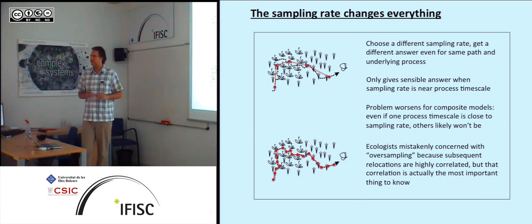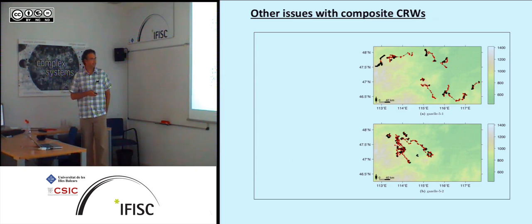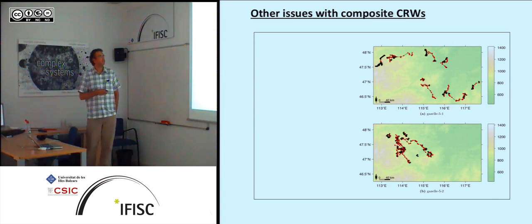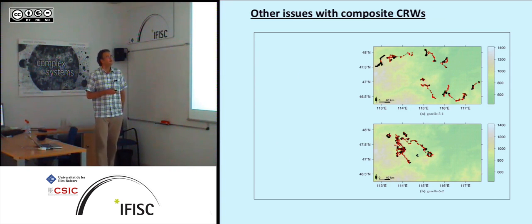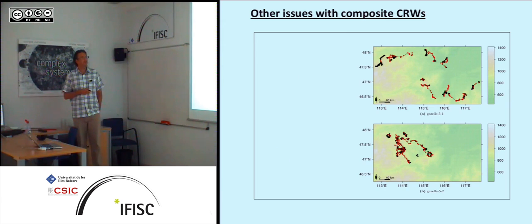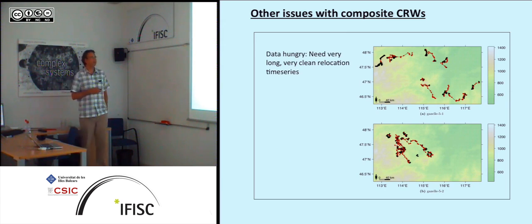And then say, aha, now we have independent observations, now let's analyze those. Absolutely makes no sense. Okay, so if you want to identify multiple movement behaviors in the same path, these composite correlated random walk models are the only game in town right now, really.